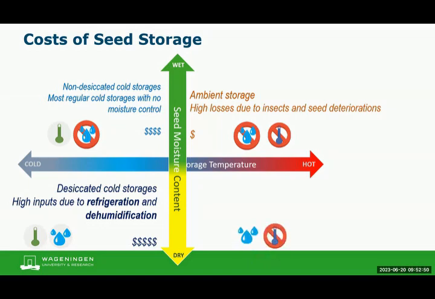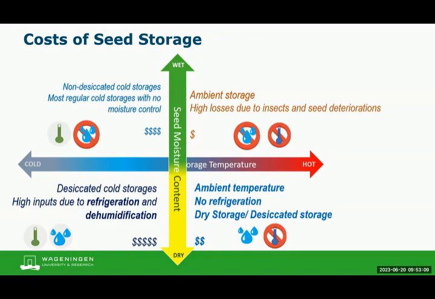The last one is very interesting. So we don't have any control over the temperature. We are storing it under regular conditions, ambient conditions, but of course not directly in the sun. But we are having control over the seed moisture content. So this is done under ambient temperature with no refrigeration, or we call it the dry storage or desiccated storage. So you can see the comparison. Yes, the costs are slightly higher than the no control ones, but the effects, you'll see, are much higher.